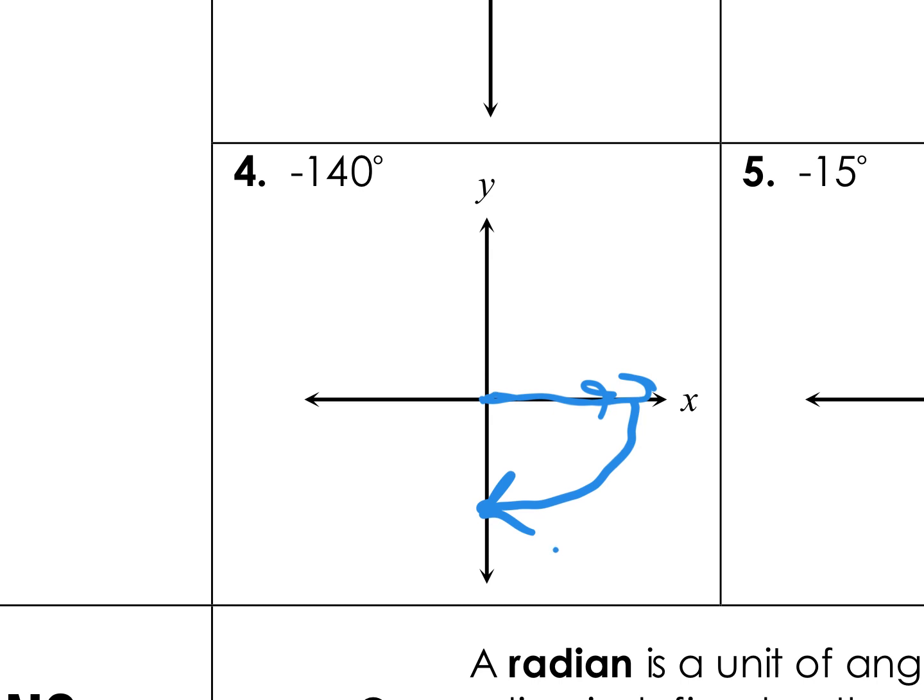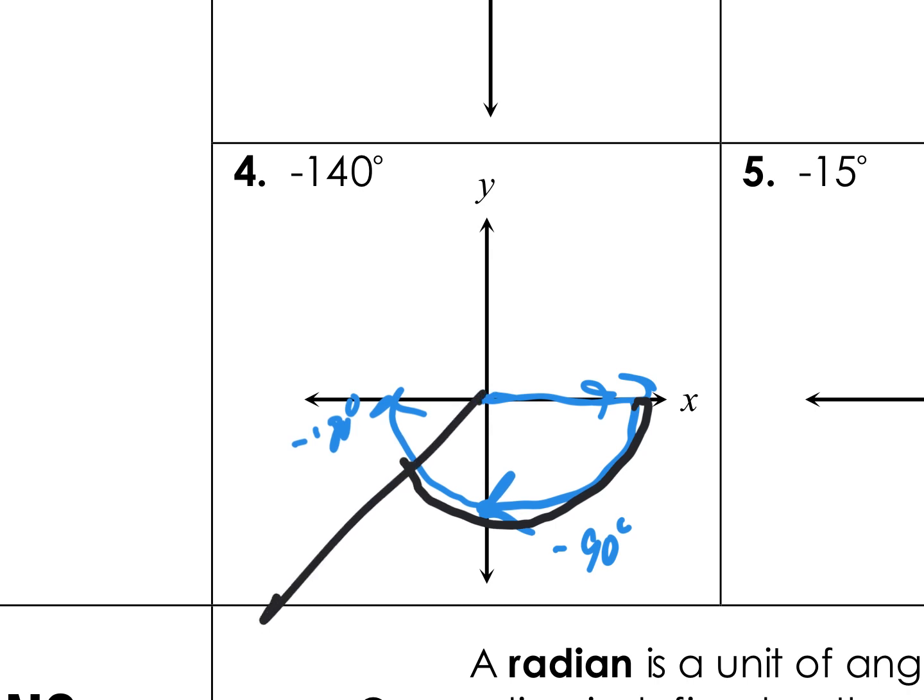Negative 90. Negative 90. How many have I gone if I go all the way to here? How much? A negative 180? Is that too far? I need to come back 40 degrees, don't I? So would you agree with me that a better answer would have been all the way to about here? Like somewhere in the middle.